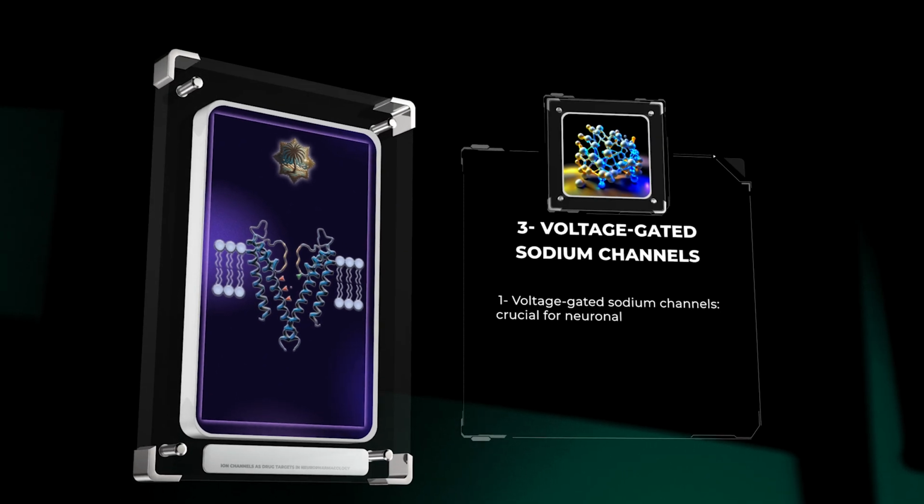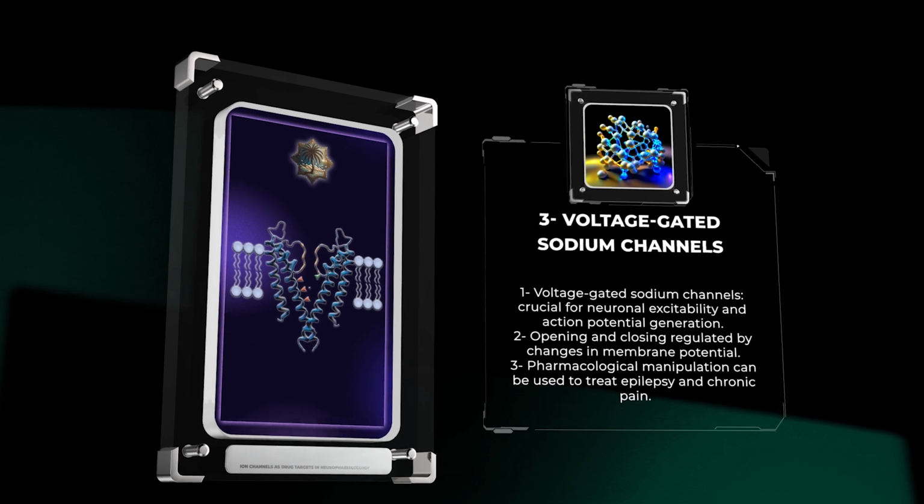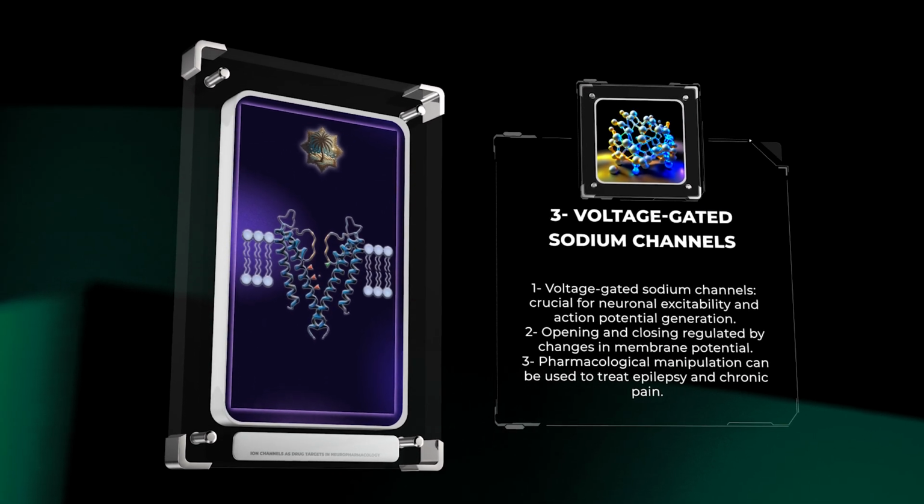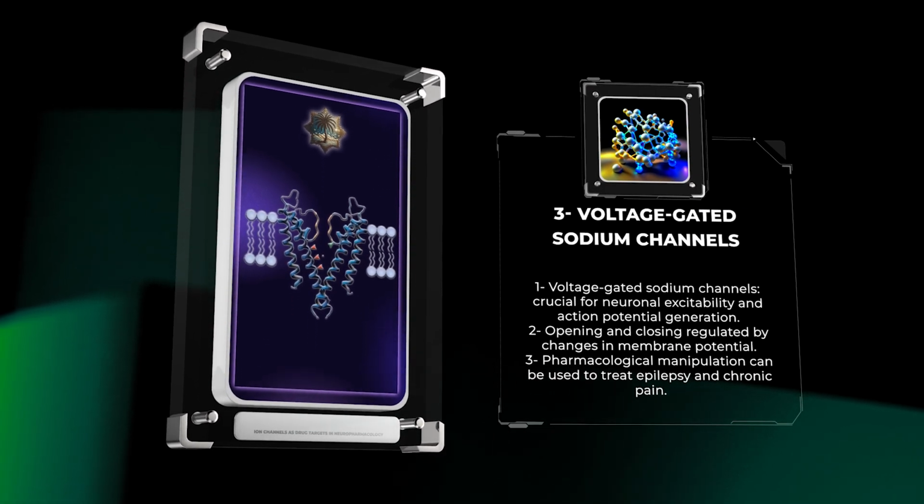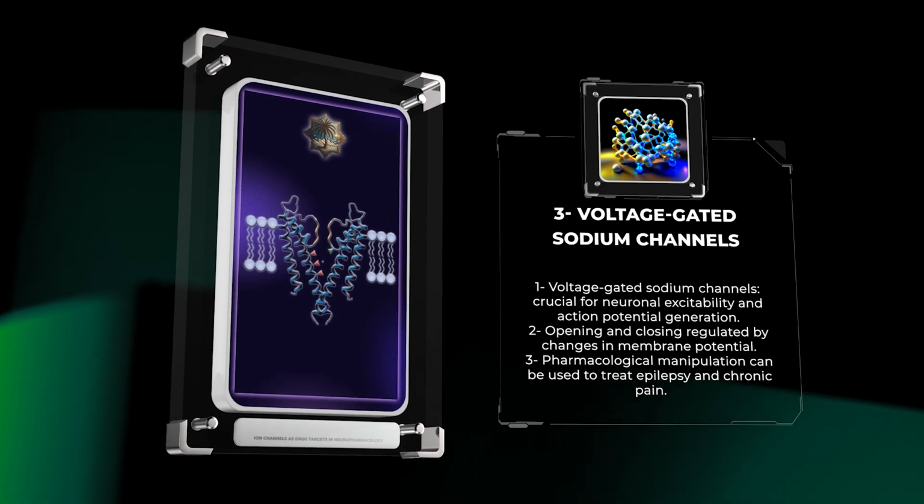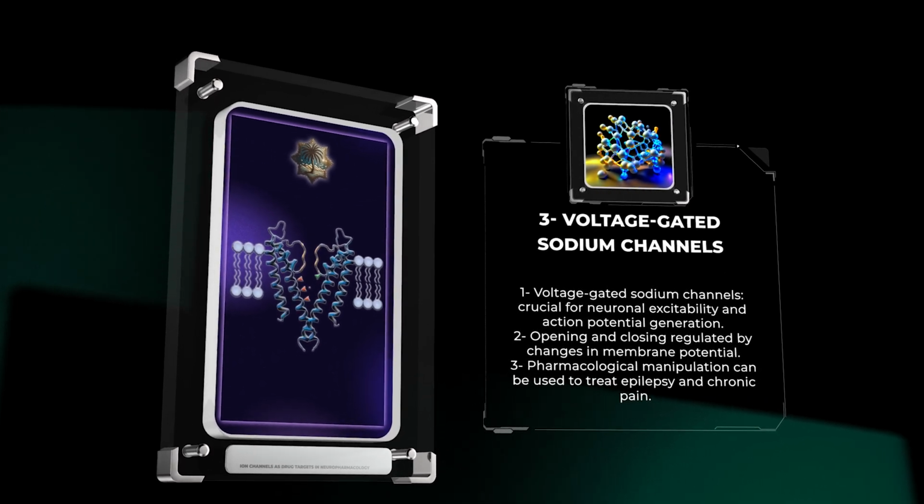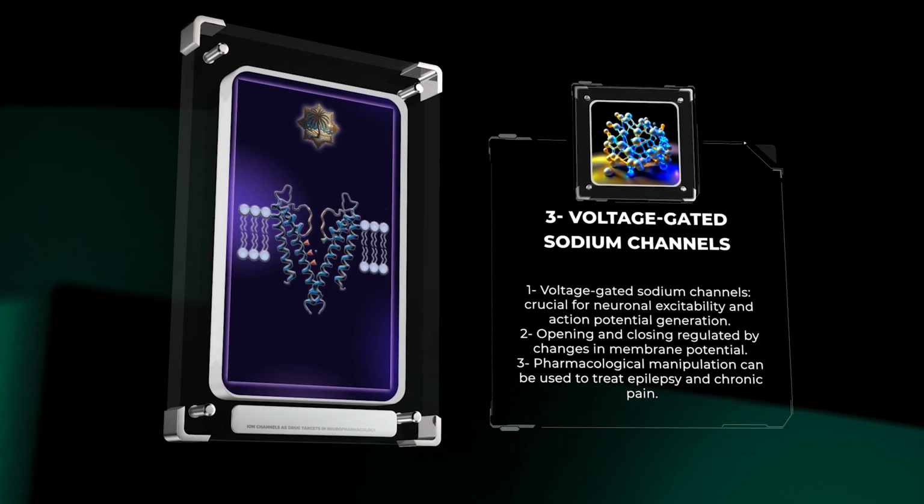In summary, voltage-gated sodium channels play a crucial role in neuronal excitability and action potential generation. Their opening and closing are regulated by changes in membrane potential. Pharmacological manipulation of these channels can be used to treat diseases like epilepsy and chronic pain. Sodium channel blockers inhibit their function, while activators can be used to dampen hyperexcitability in epilepsy.